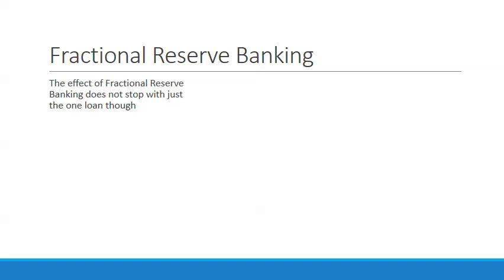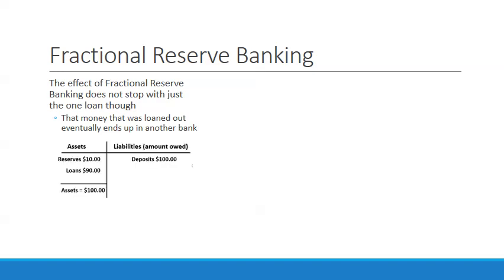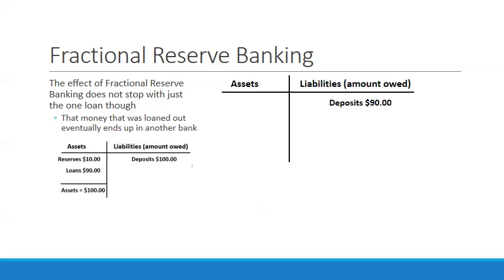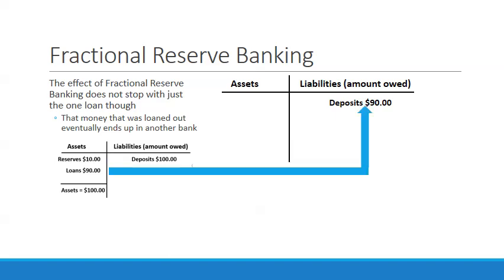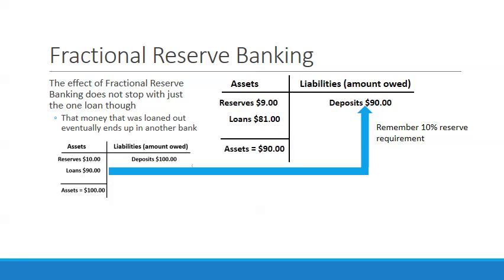So the effect of fractional reserve banking does not stop with just one loan, though. That money was loaned out and eventually ends up in another bank. All money's going to end up in the bank somewhere eventually. So when we look at it, this is our first bank. So this is what we just did. And then we can look over here at the second location. And so now what we're seeing is there's a deposit of $90. So the $90 in loans becomes a deposit of $90 in our second bank. So remember that 10% reserve requirement. So the reserves is $9 while loans become $81 and the assets are $90. So we had that 190 there. Well, that 190 has now become 190 plus 81 because of how this works out.